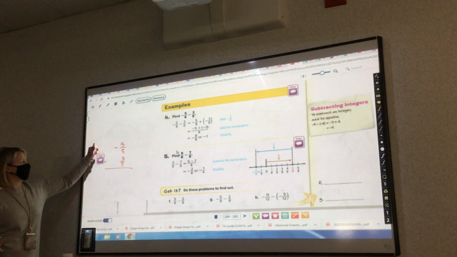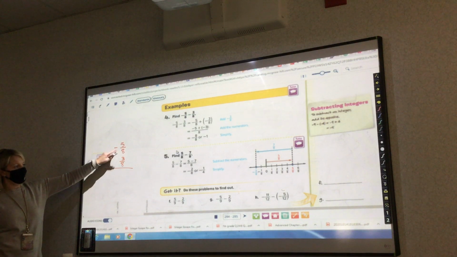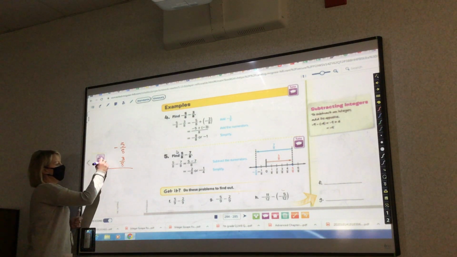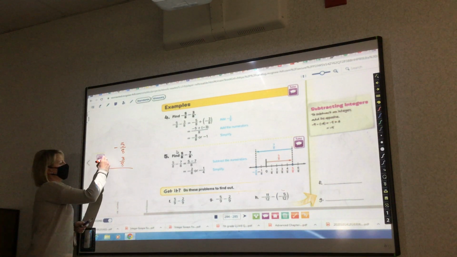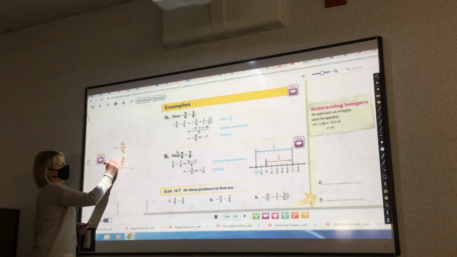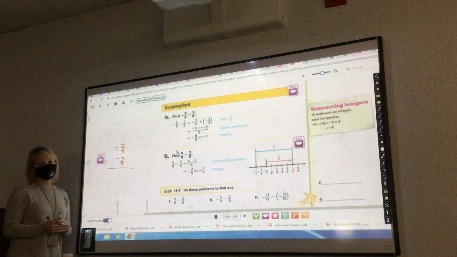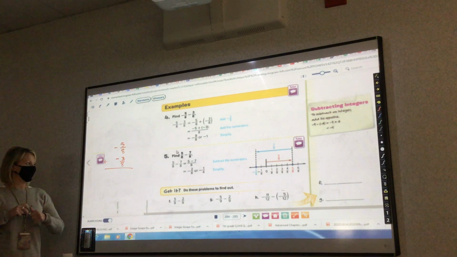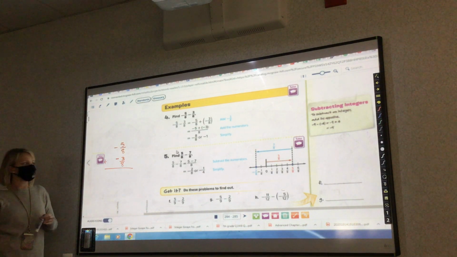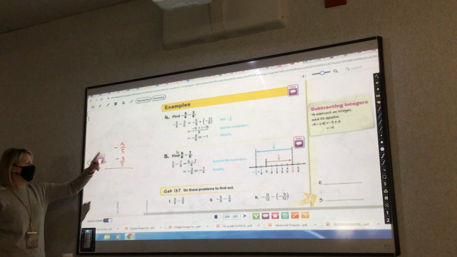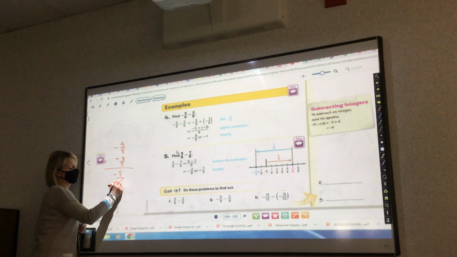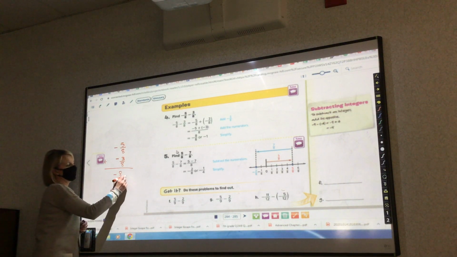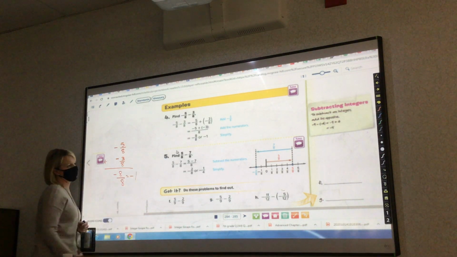And then I'm going to do this. Keep the negative. Change subtraction to addition. And that marker's not working. And change the positive to a negative. And make sure you put the negative with the numerator. So I have a -5 plus a -3, which would be a -8. And the denominator's 8. So negative 8/8, which would be a -1.